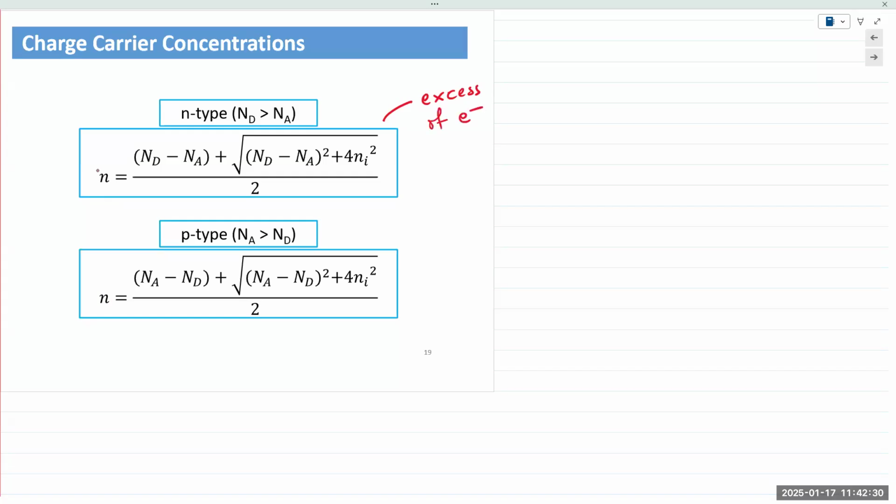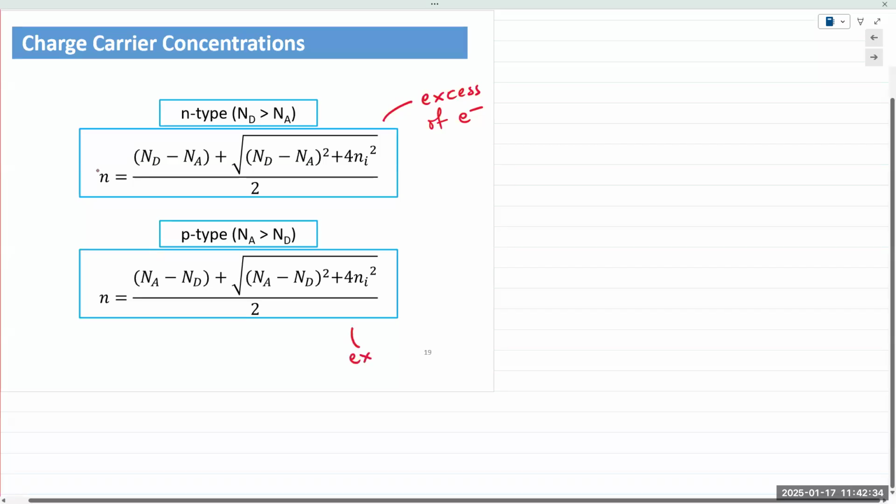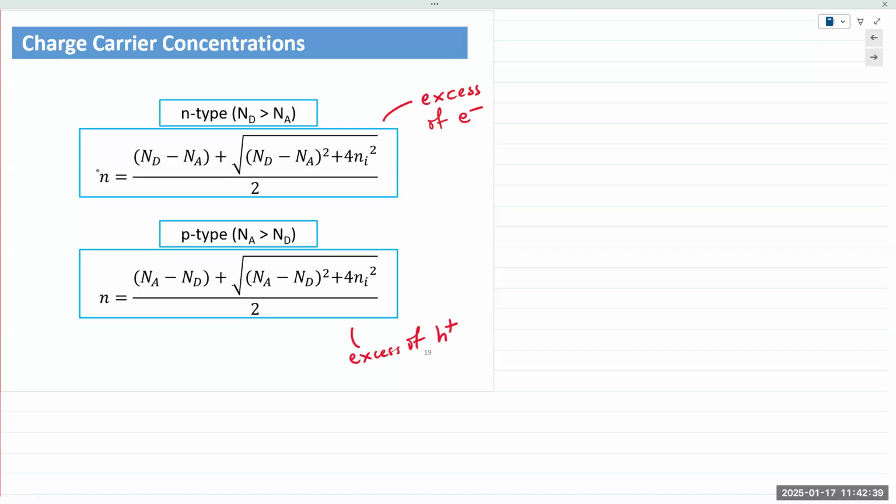Here we have an excess of negatively charged electrons in an n-type material. In a p-type material, we have an excess of positively charged holes. Not exactly the same, but similar equations, where Nd and Na are flipped. Yes. And the other N is referring to hole concentration. So this would be the number of charge carriers.